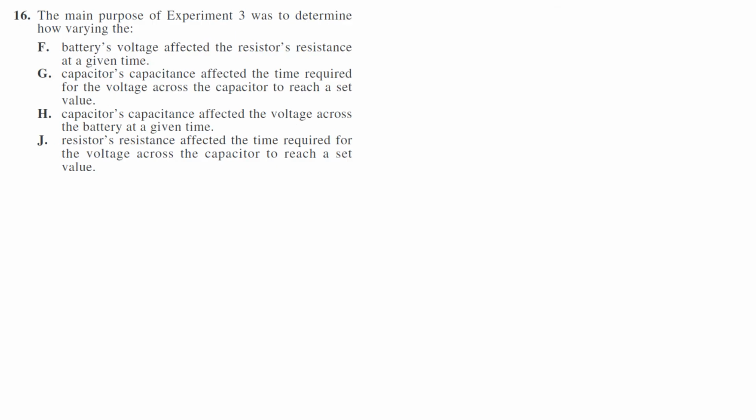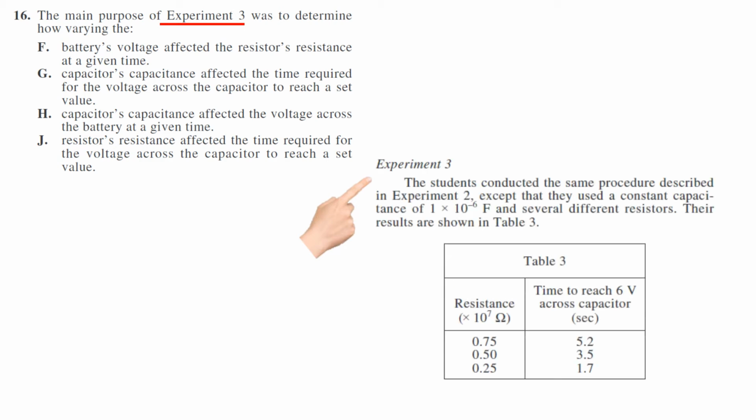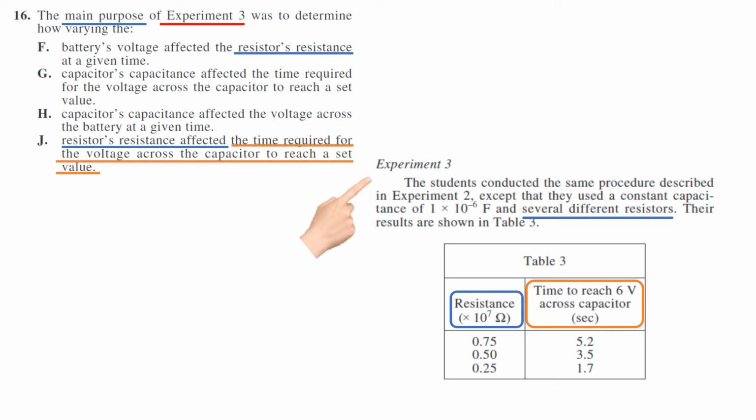The main purpose of experiment 3: put your finger on experiment 3. Looking for the main purpose, we can see, just looking at column 1, that they're looking at different resistors. So when we look at our choices, F and J both have resistance in them. The second part, though, is the time to reach 6 volts across the capacitor. They're looking for the time required for it to reach a set value, 6 volts, not a given time. So choice F is out, and your answer is J.